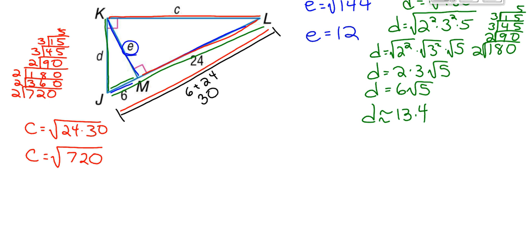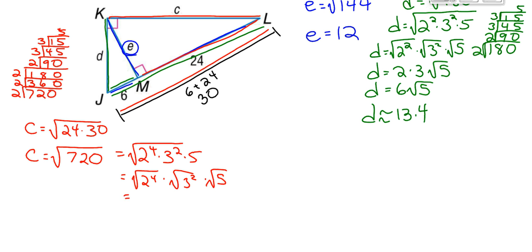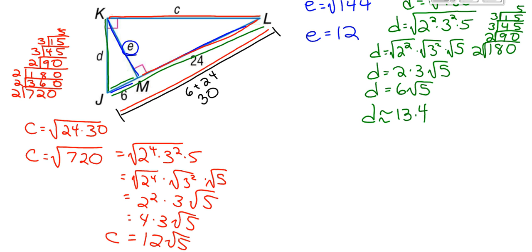So the prime factorization for this one is the square root of 2 to the 4th times 3 squared times 5. And so this is the square root of 2 to the 4th times the square root of 3 squared times the square root of 5. And so the square root of 2 to the 4th is 2 squared. And if you figured that out, 2 times 2 is 4, times 2 is 8, times 2 is 16. So that's the square root of 16, which is 4, times the square root of 3 squared, which is 3, times the square root of 5. And so that's 4 times 3, the square root of 5, and so that's 12 square root of 5. So little c is equal to 12 square root of 5.